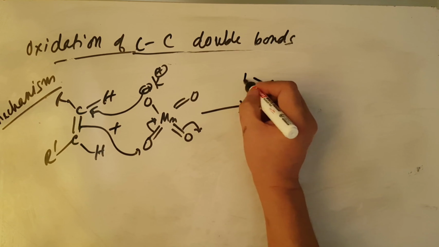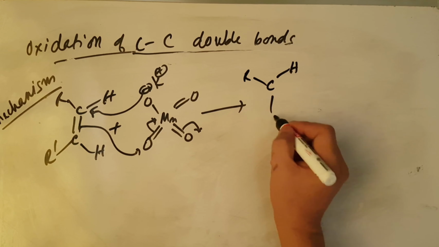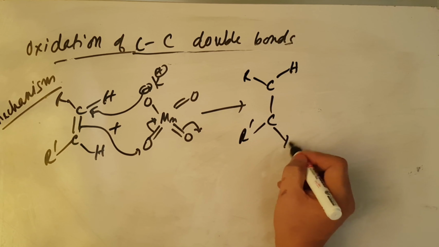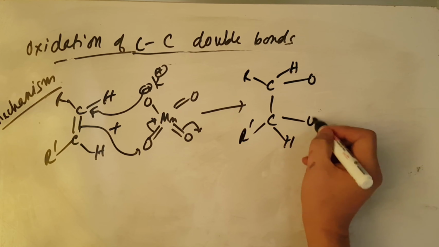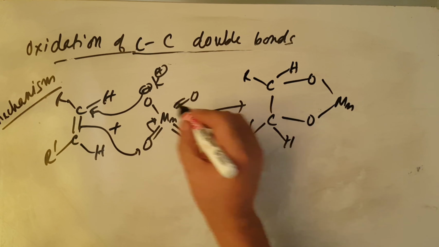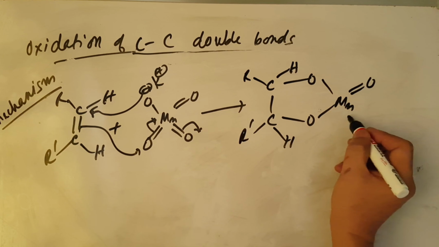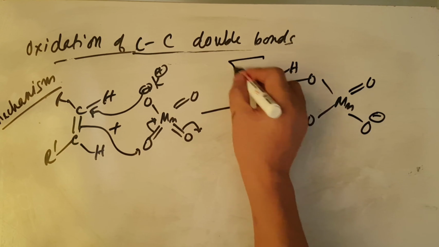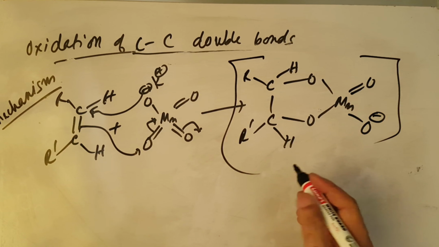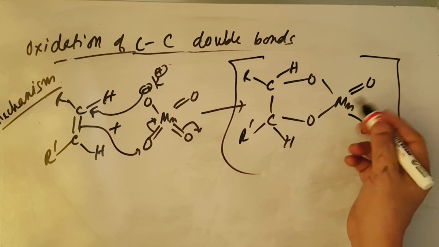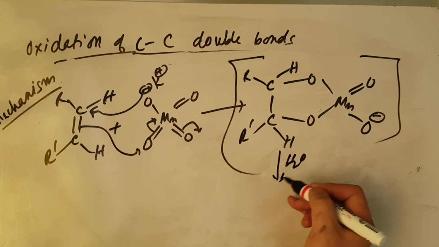So here R is C, R prime is, so you have O, Mn, double bond O, negative charge here. So you got a cyclic intermediate. You're going to see cyclic manganese ether. You can say manganese ether. So this one is obtained. When you hydrolyze this, water attacks here.